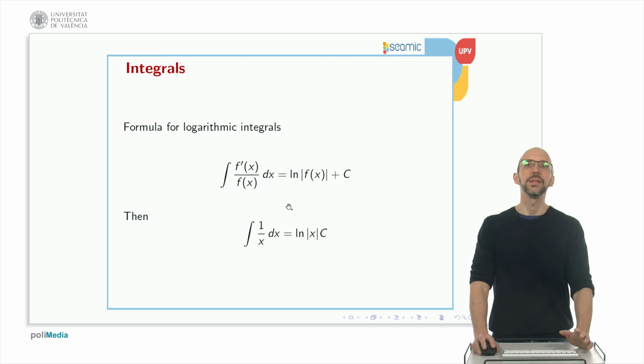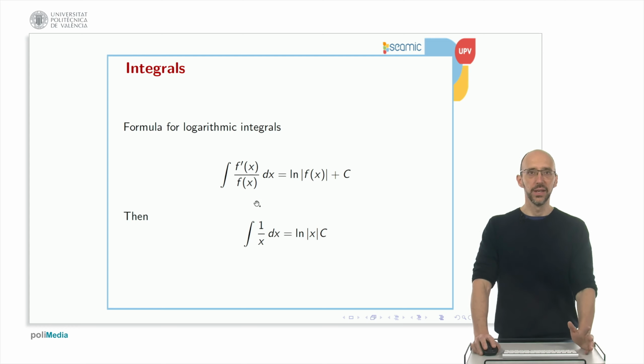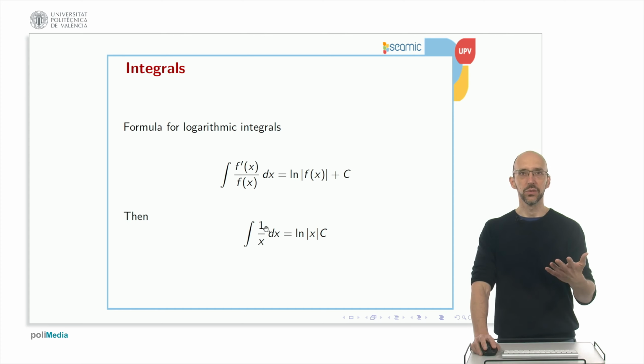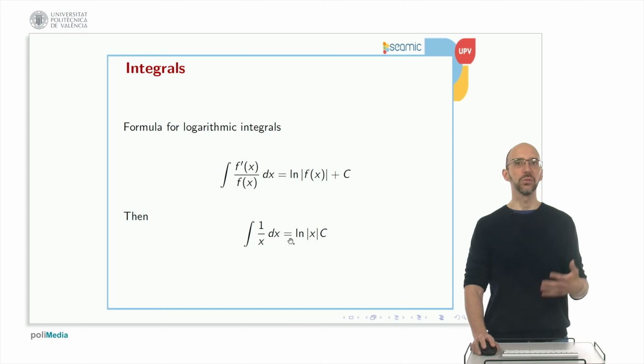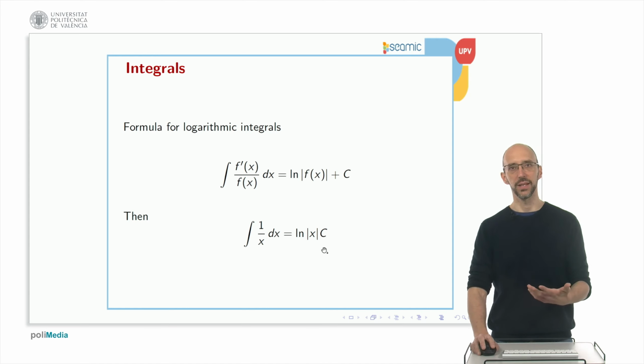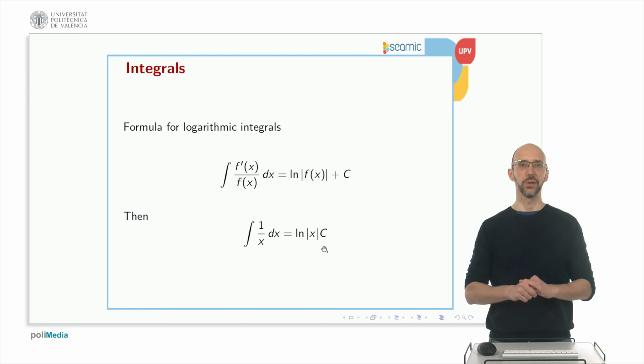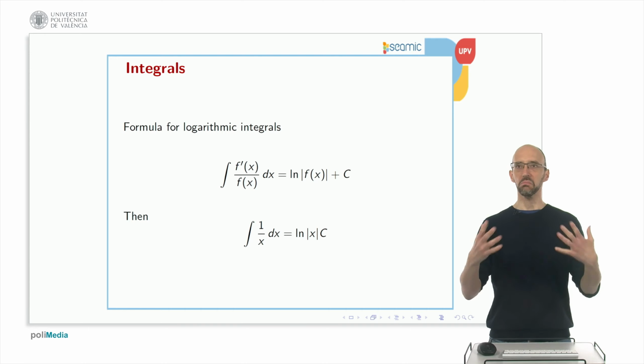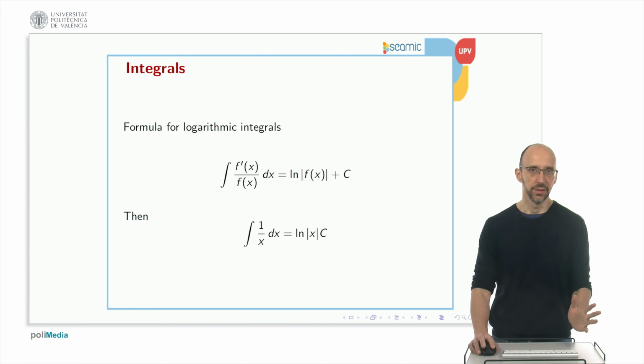This formula can be simplified if you take the function as x only. The integral of 1 over x, the derivative of x is 1, as you see here, is on the numerator. The derivative of x is 1. Then this is the natural logarithm of the absolute value of x plus c. Sorry, I made a mistake here. It's plus the constant. Okay? So, piece of cake. I think it's not difficult in this case.